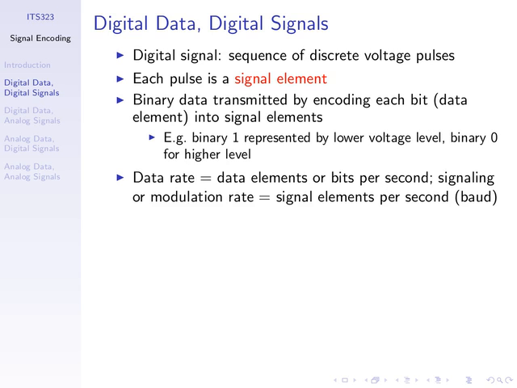The same signalling rate, 1,000 signal elements per second, but now our data rate changes. Each signal element represents 2 bits. The first signal element represents these 2 bits. So our data rate would change to 2,000 bits per second.